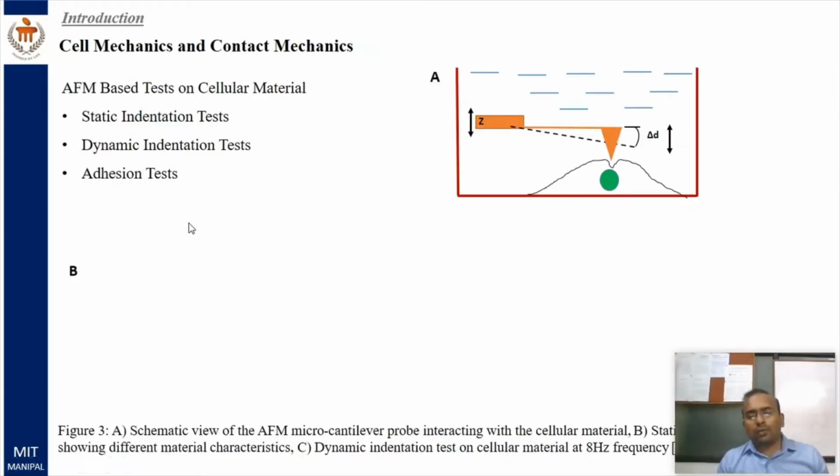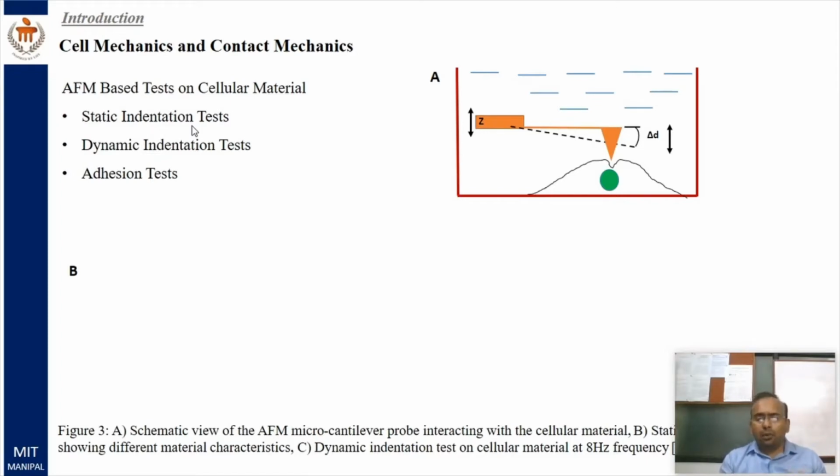Now, using AFM, we can do three different kinds of mechanical studies: static indentation, dynamic indentation, and adhesion tests, and the more popular one is static indentation. When we want to use a static indentation test over the cell, the question comes about the cellular material, because this cellular material is highly dynamic, active, and carries a lot of complexities like adhesive nature, viscous content, etc.